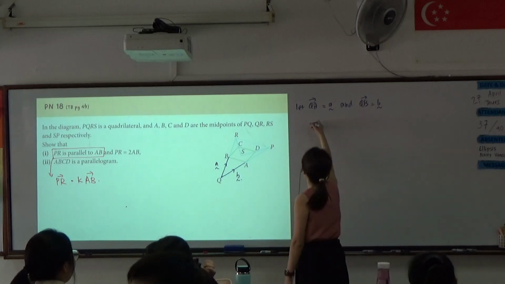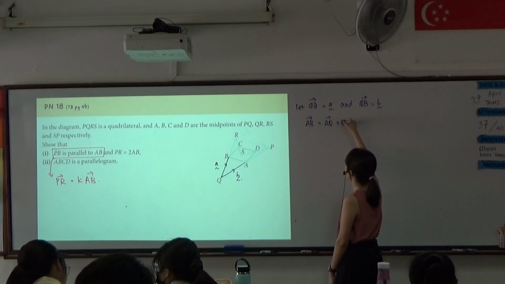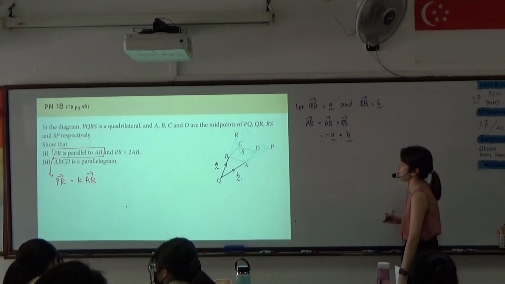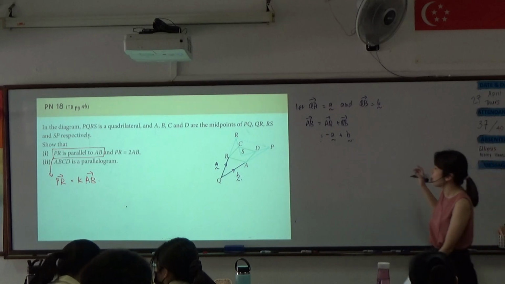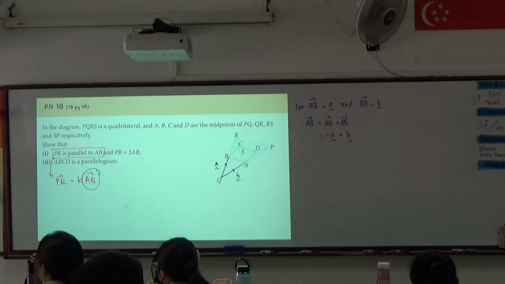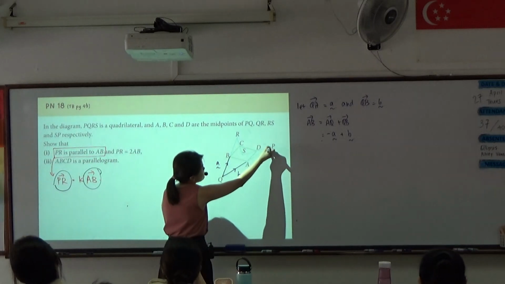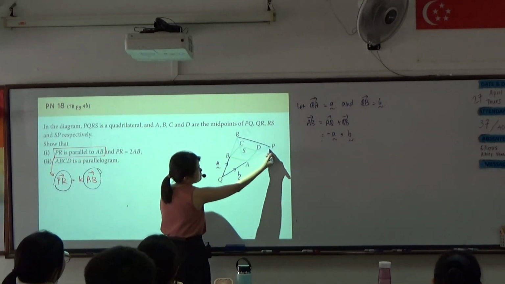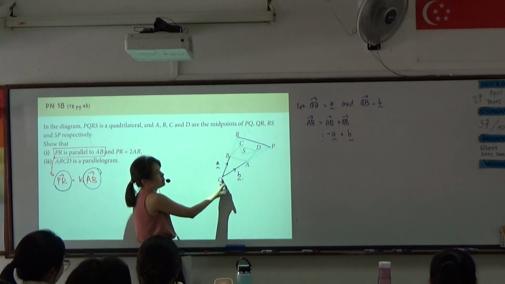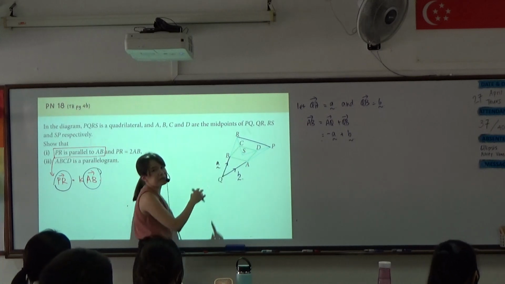Why do I do that? Because then I can find out what AB is, which is going to be AQ plus QB. And AQ is the negative of QA, and QB is B itself. So I figure out an expression for AB. Now I need to do the same thing to figure out an expression for PR. For PR itself, you can observe the path will be from P to Q and Q to R. So what exactly is the vector PQ and the vector QR? We make use of what we have already defined, and knowing that A and B are the midpoints.